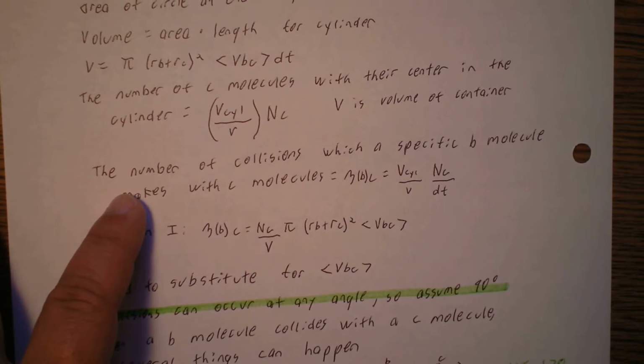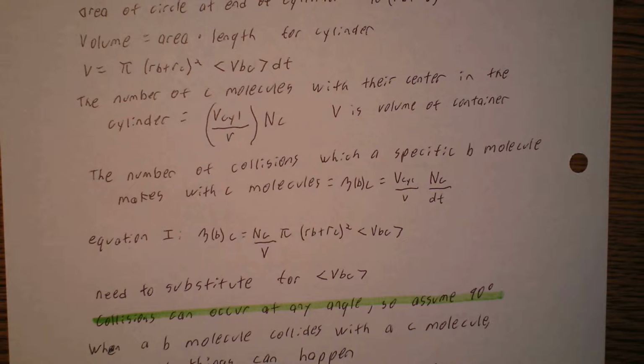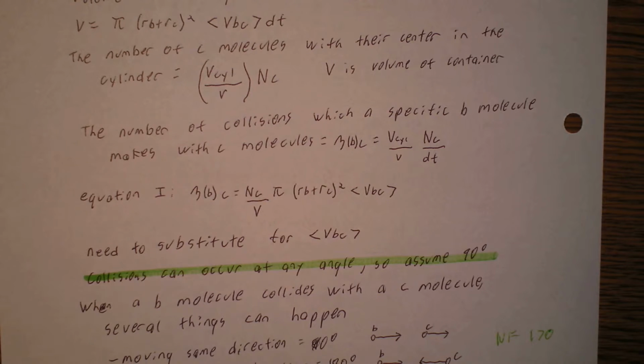So the number of collisions which a specific B molecule makes with any C molecules, remember, is lowercase z_BC. That's going to be equal to the volume of the cylinder divided by the total volume of the container times the number of C molecules, divided by time. So we have equation 1, which is z_BC equal to N_C over V times pi times the quantity R_B plus R_C squared, times the average speed of B with respect to C.